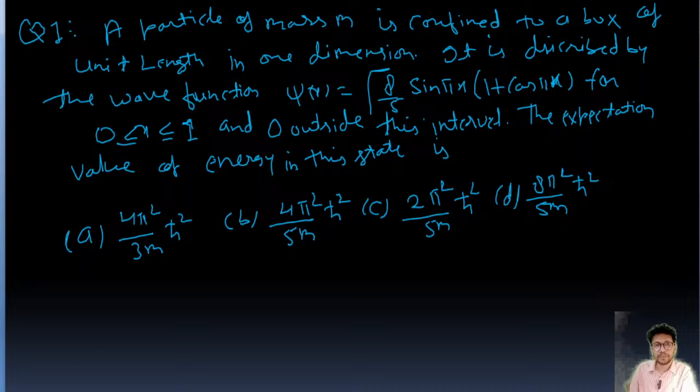So what we have been given is a particle of mass m, which is confined to a box of unit length. So the length of the box is 1, in one dimension. So it is in a one dimensional infinite potential box, described by this wave function. The condition is given: this value if x is between 0 to 1, otherwise 0. The expectation value of energy in this state we need to find out.